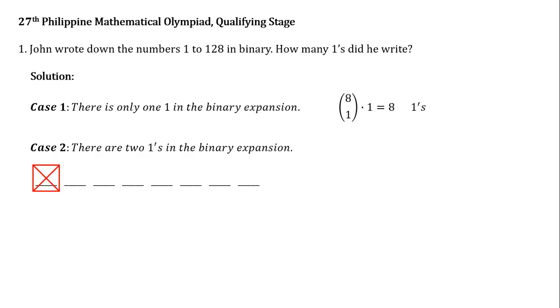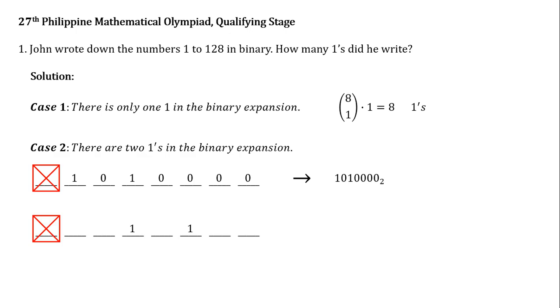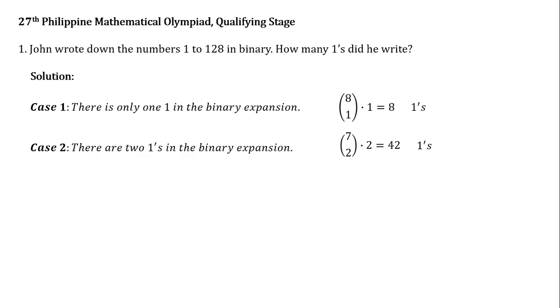Alright, so we have 7 blanks left. For example, we can place the first one on the second blank and the second one in the fourth blank, fill in the rest with zeros. So we have this binary number. Another, we can have these placements, fill in the remaining blanks to the right of the first one with zeros, then we have this binary number. Now we see that we can place the two ones in the remaining 7 blanks in 7 choose 2 ways, right? And for each of these possibilities, there are two ones used. So the total number of ones used for case 2 is 7 choose 2 times 2, which is equal to 42. So for case 2, we have 42 ones total.